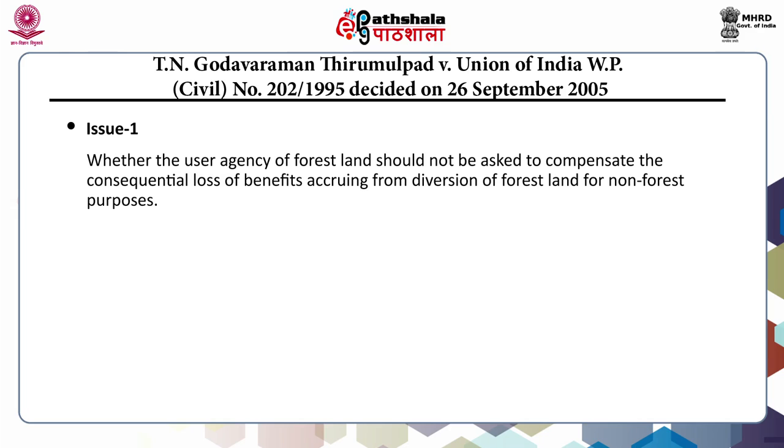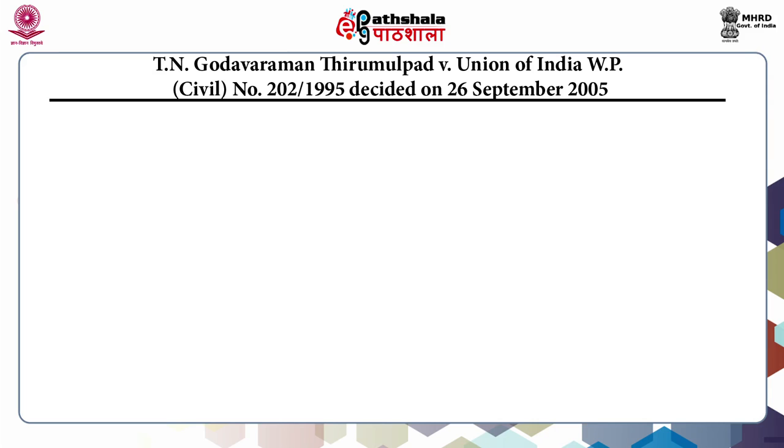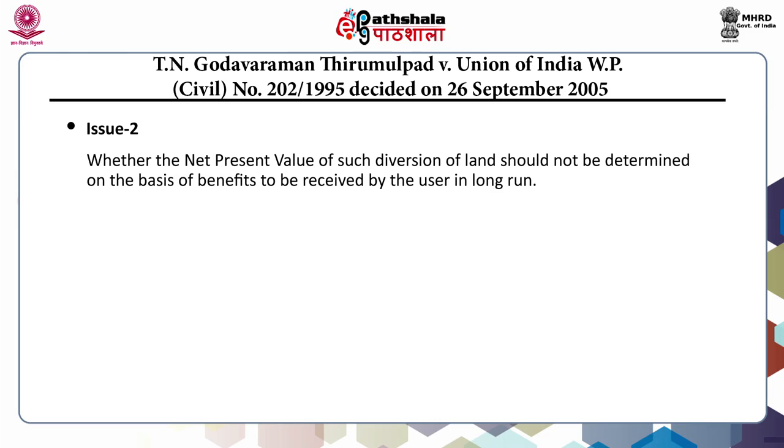The first question, we can also say the fact in issue, was whether the user agency of forest land should not be asked to compensate for the consequential losses of benefits accruing from the diversion of forest land for non-forest purposes. The opinion of the court in this matter was that the user agency should be asked to compensate. The second fact in issue was whether the user agency should pay the net present value for diverting the forest land to non-forest purposes, and on what basis that net present value should be calculated.